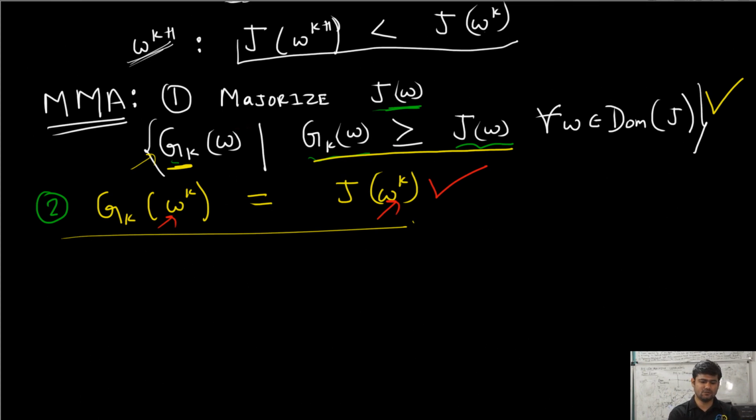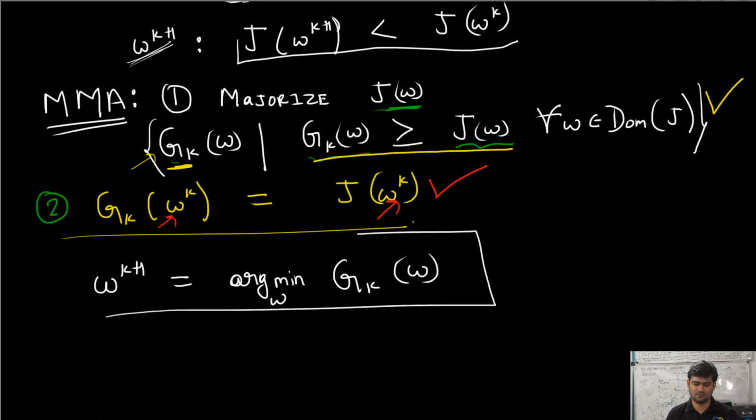then we can compute wk plus 1 as arg min over w of gk of w, where the subscript k denotes that this function is selected at the kth iteration. So this function g is not a constant function. It will change at every iteration of the majorization minimization algorithm.